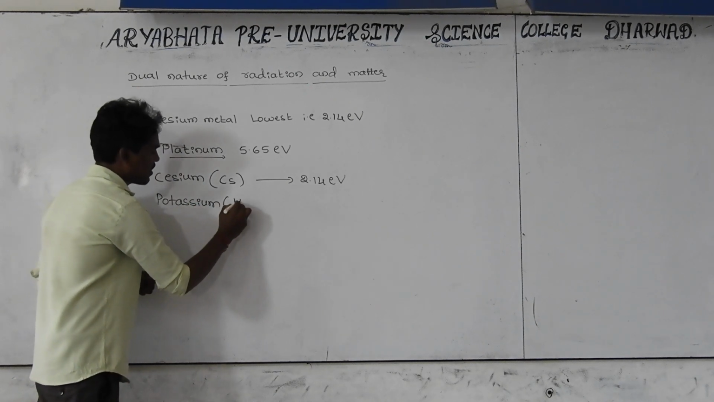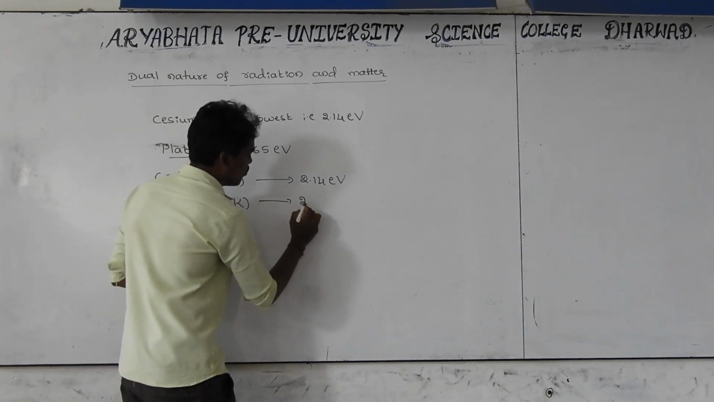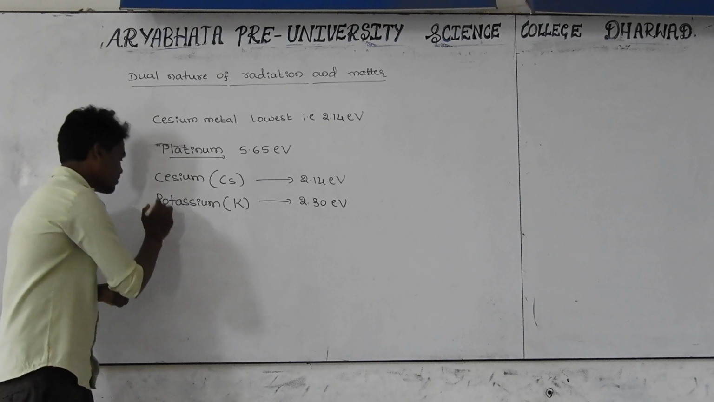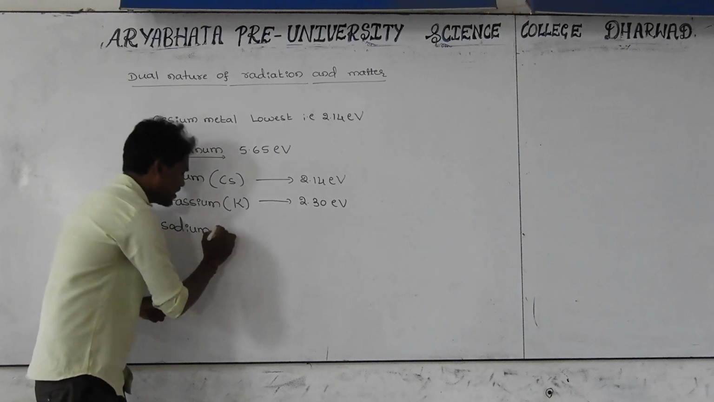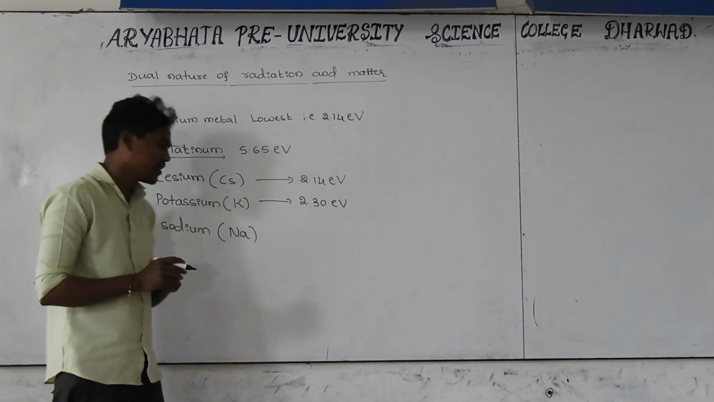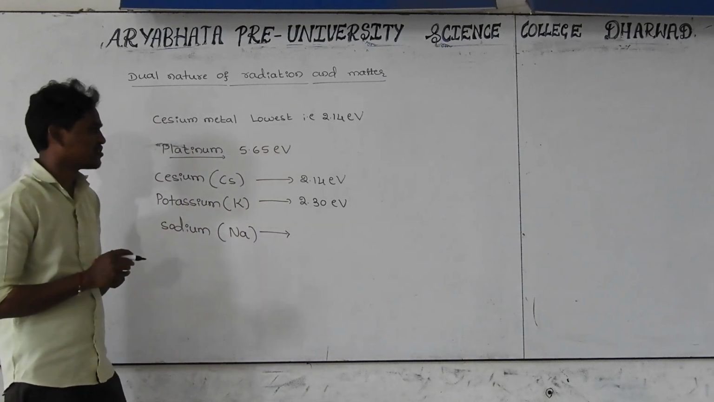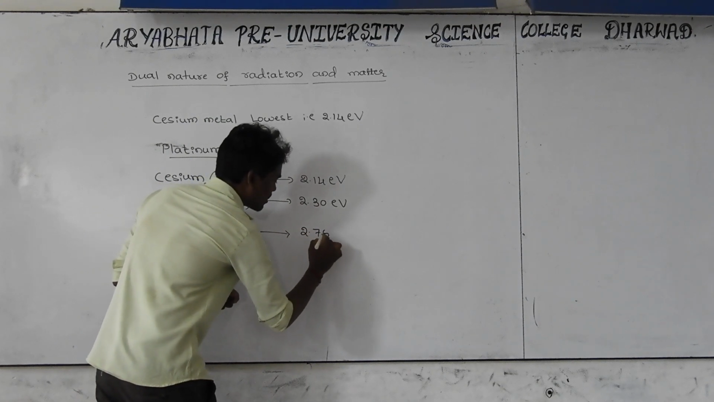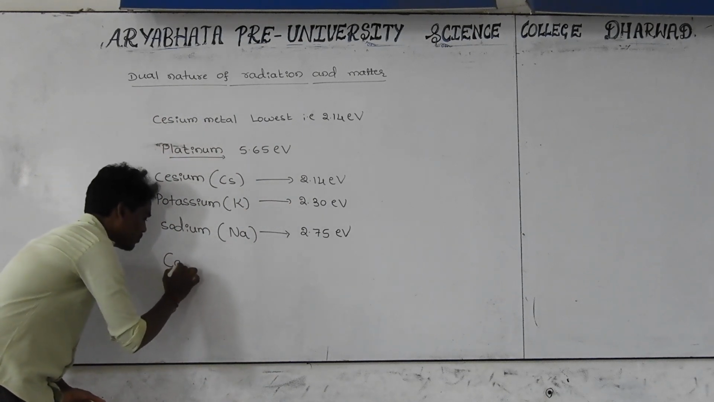And the second one is potassium. It is indicated as capital K. The work function for potassium is 2.30 electron volt. And the third one is sodium, indicated as Na. In order to emit the electron from the surface of the sodium metal, the electron has to receive some amount of energy in terms of electron volt, that is 2.75 electron volt.